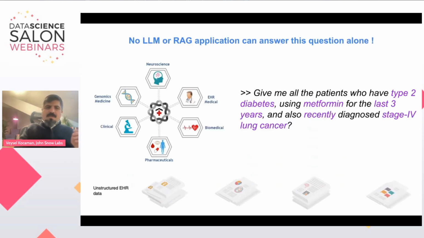Okay. But no LLM, no RAG application can answer this question alone. The following question that you see on your screen is in the medical context, right? Because if you have 1 million patients and 100 million reports belonging to those patients in a timeline, and you want to find the patients given the following query, like give me all the patients who have type 2 diabetes using drug X for the last X years, and also recently diagnosed something, right? If you want to answer this question, RAG cannot do this, LLM cannot do this.